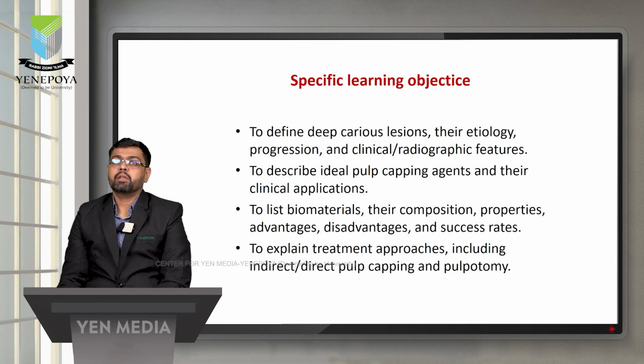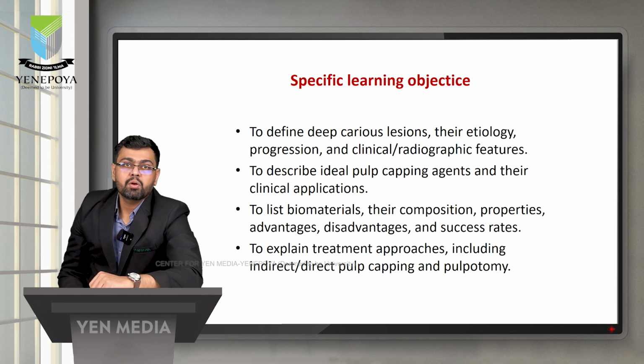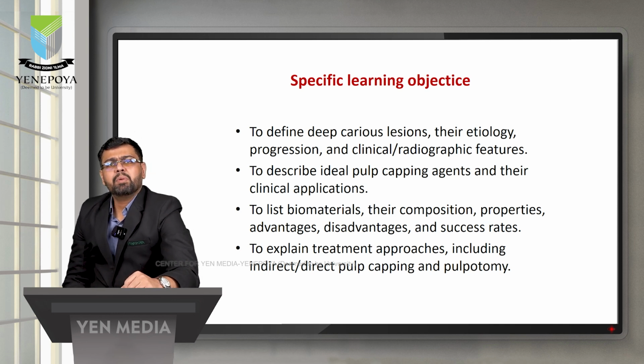Coming to the specific learning objectives: to define deep caries lesion, their etiology, progression and clinical as well as radiographic features. To describe the ideal pulp capping agents, their clinical applications, to list biomaterials, their composition, properties, advantages, disadvantages and success rates. To explain the treatment approaches including indirect as well as direct pulp capping and pulpotomy.